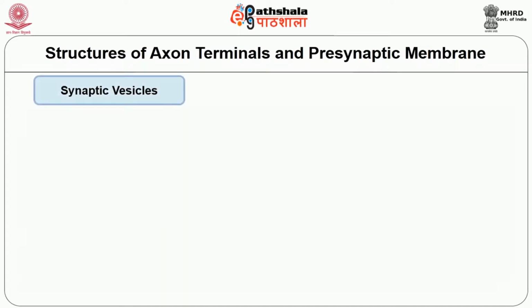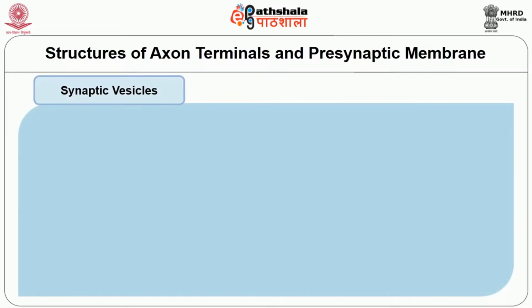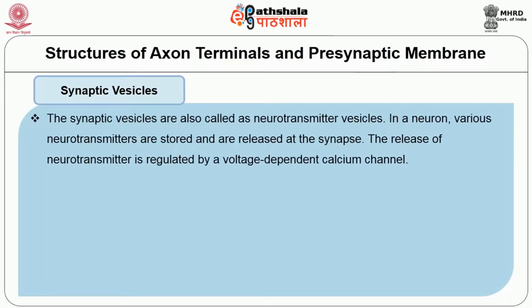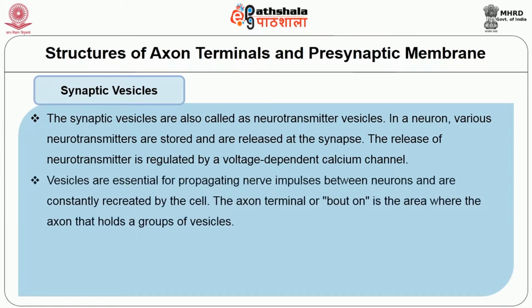Second one is synaptic vesicles. They are also called neurotransmitter vesicles. In a neuron, various neurotransmitters are stored and released at the synapse. The release of neurotransmitter is regulated by voltage-dependent calcium channels. The vesicles are essential for propagating nerve impulses between neurons and are constantly recreated by the cell.